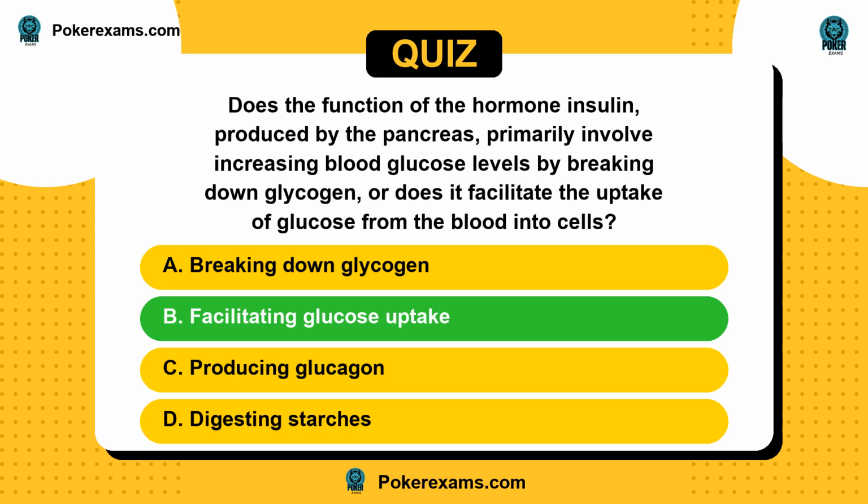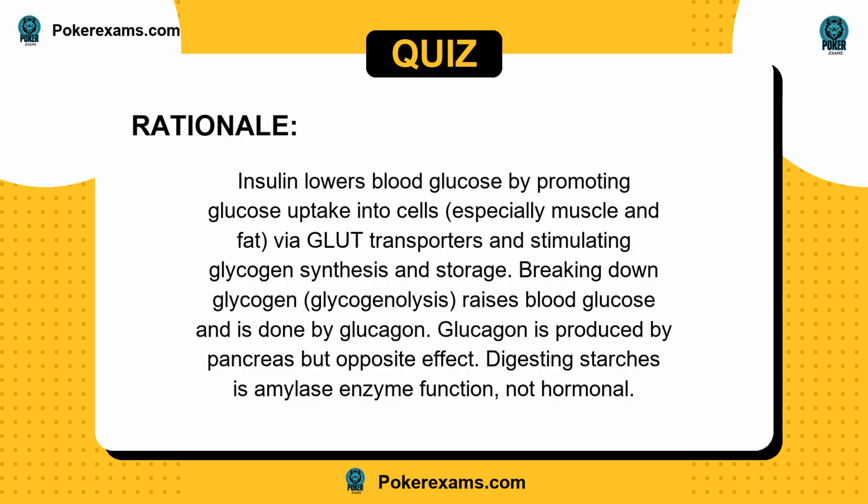The answer is B. Insulin lowers blood glucose by promoting glucose uptake into cells, especially muscle and fat, via GLUT transporters and stimulating glycogen synthesis and storage. Breaking down glycogen, glycogenolysis, raises blood glucose and is done by glucagon. Glucagon is produced by pancreas, but opposite effect. Digesting starches is amylase enzyme function, not hormonal.